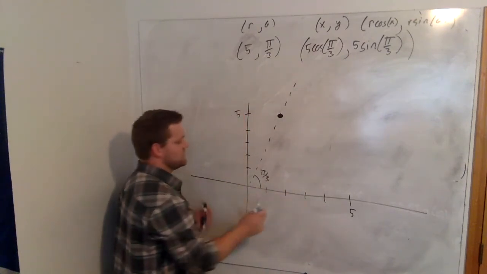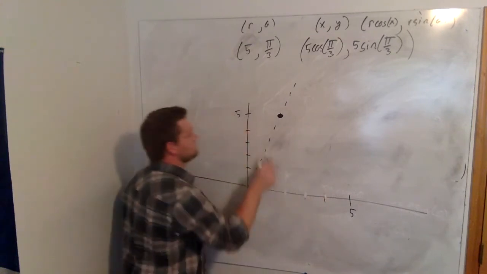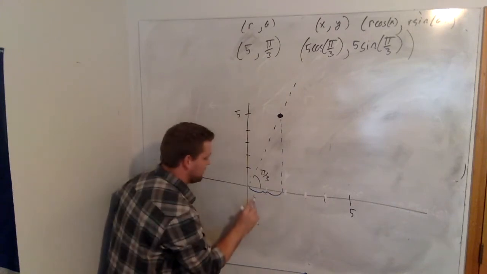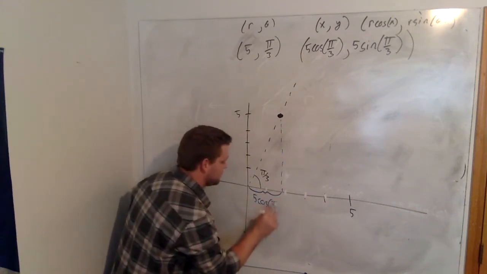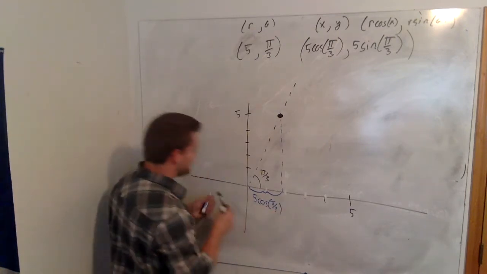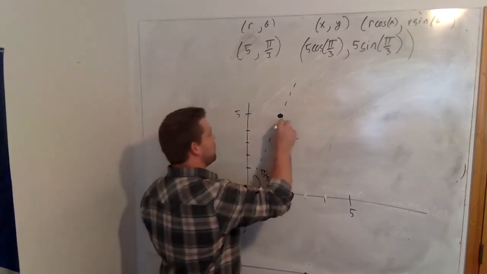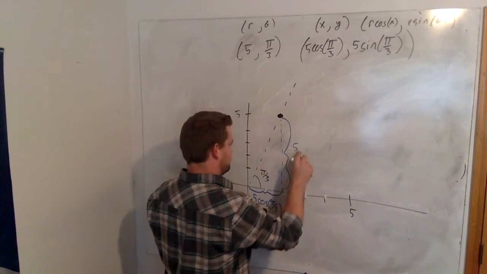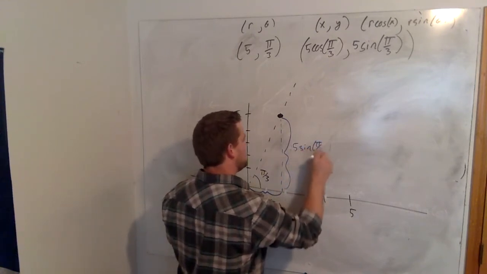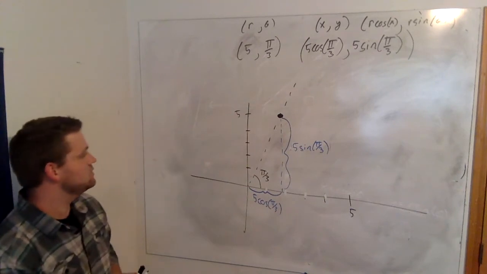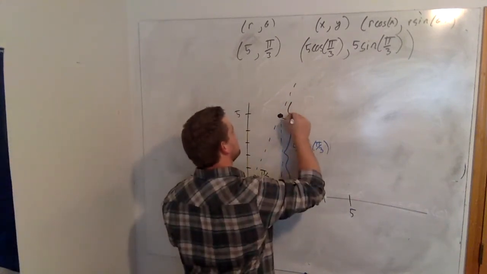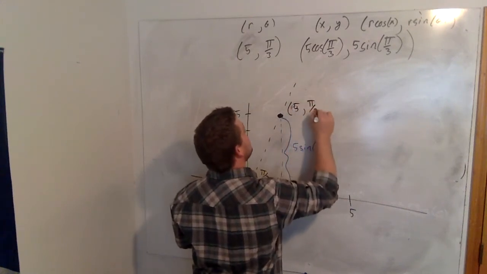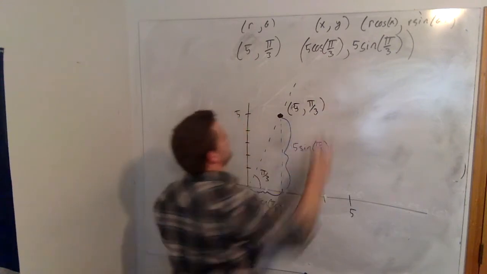when I'm going to draw this is definitely not drawing anything to scale here. But that's saying that this physical length here will be 5 times the cosine of pi over 3. And this distance here, the y-coordinate, will be 5 times the sine of pi over 3. Okay, so that's this point right here in polar coordinates, 5 and pi over 3, and this is what it would be in rectangular coordinates.